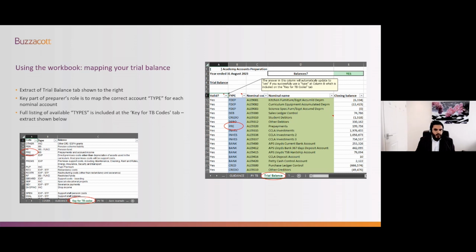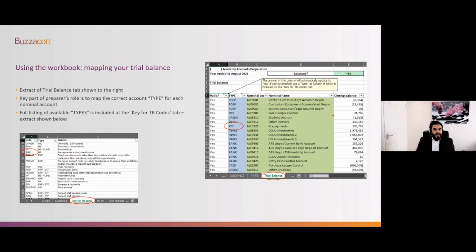The green cells are where the raw trial balance is originally entered, i.e. columns C, D, and E. And this can literally be copied and pasted from an Excel export of your trial balance taken from your accounting system. The key role for the preparer is to complete column B, the type column. This is what will determine where the number feeds through to within the rest of the Excel workbook.